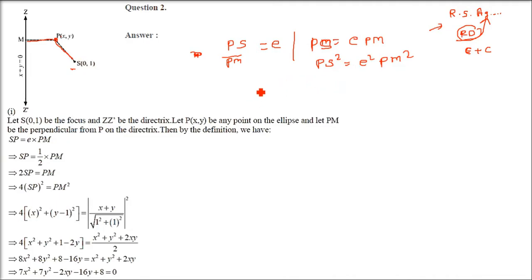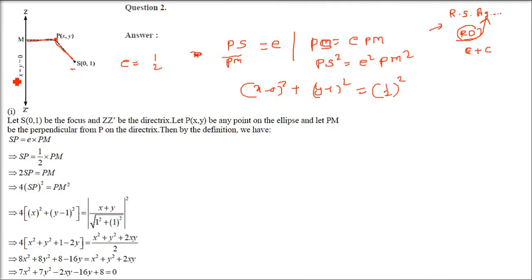Now, what is the PS distance? It's (x minus 0) whole square plus (y minus 1) whole square. And there will be no under root because we have taken the square. And e is also given as half, so just square it: (1 by 2) whole square, that is 1 by 4.